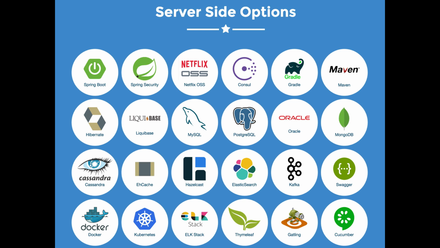And then if you want to couple your front end to your back end, which I do not recommend, but this solution is available, and it's under Thymeleaf. Thymeleaf is just a templating engine for Java. And then we have Gatling and Cucumber, which are going to be your back-end testing solutions.